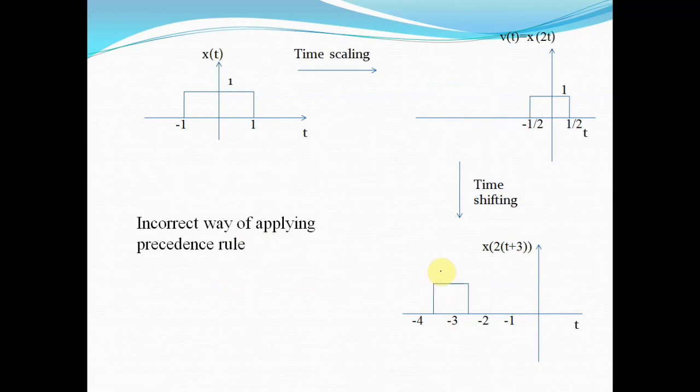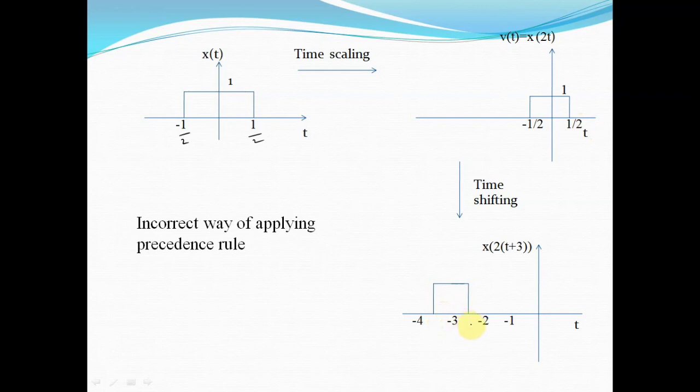But if you go for an incorrect way of applying the precedence rule, then in that case we are going to first scale the signal. When we first scale the signal, it will result in x of 2t. So x of 2t means you are going to divide it by 2, so my signal lies between minus half to plus half. And then after that I am going to shift it by 3 units towards left because it represents the advancing operation.